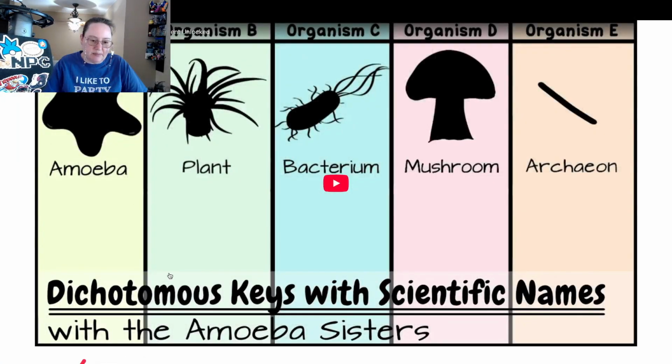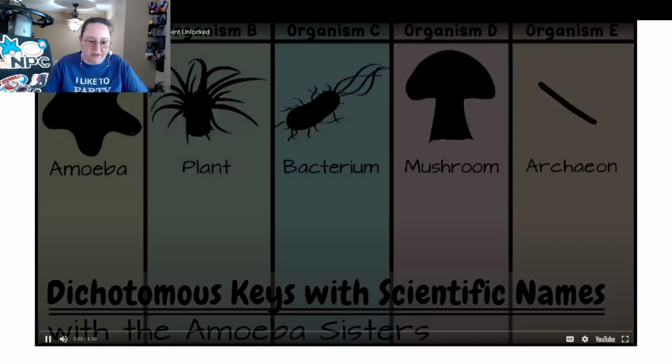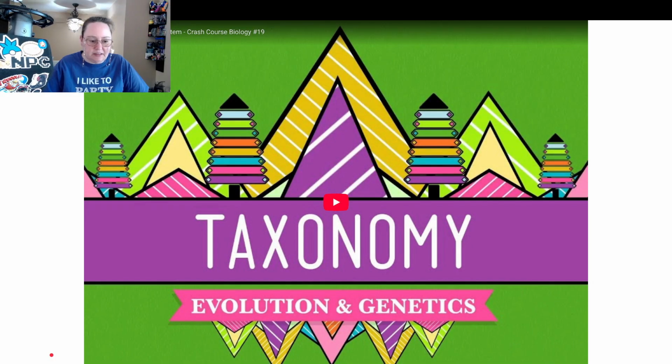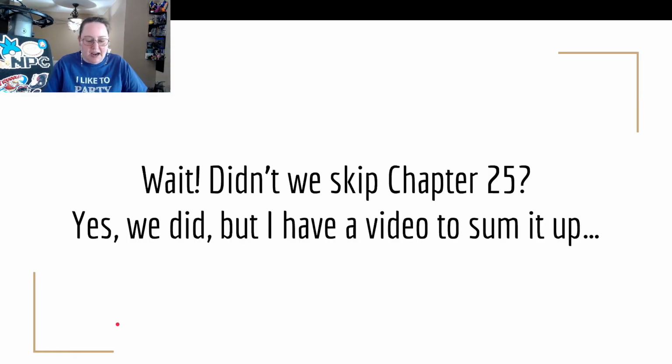Again, here's the Amoeba Sisters. I think I've got that as an H5P for you. Nope. And then, I believe Taxonomy. Taxonomy. Yep. And now, you might be going, hey, didn't we skip over chapter 25?